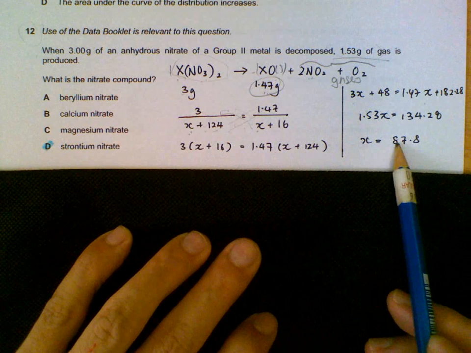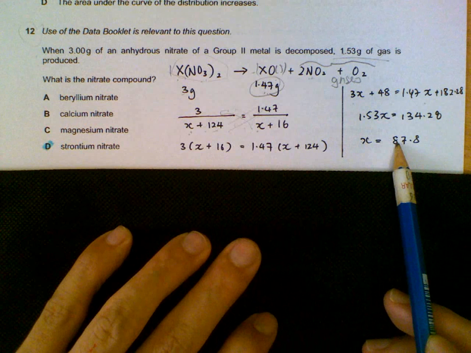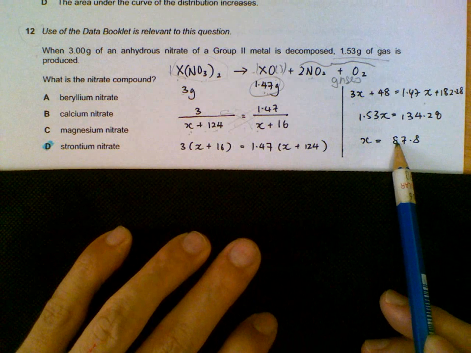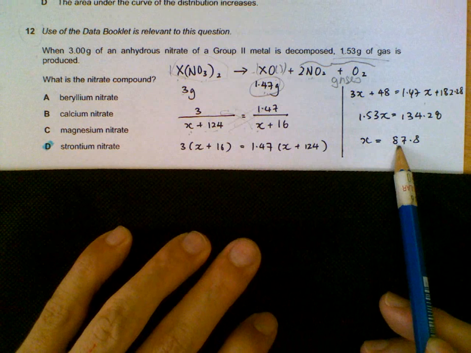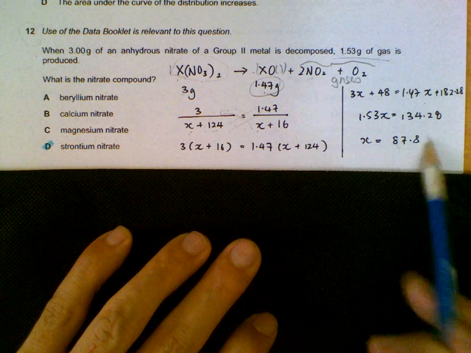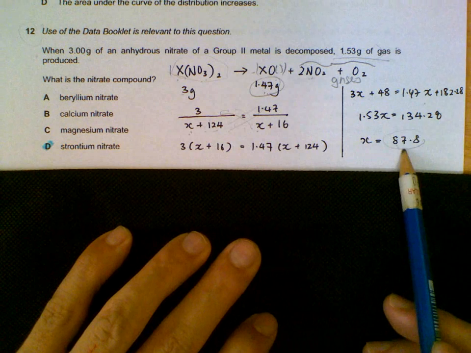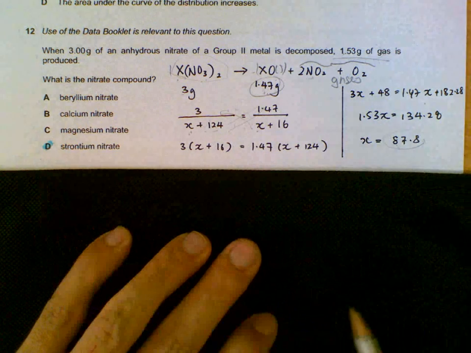X is your unknown relative atomic mass, to be exact. You compare this to the periodic table, and you can see that strontium has the closest atomic mass. So it is strontium nitrate.